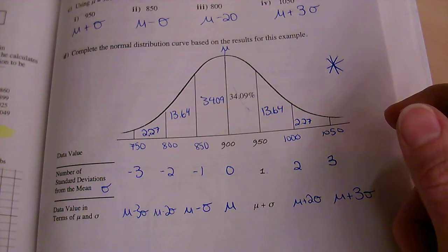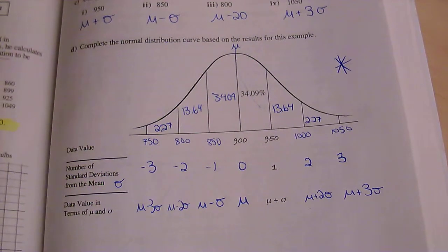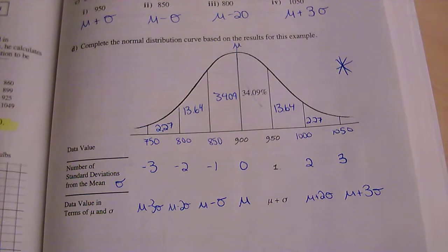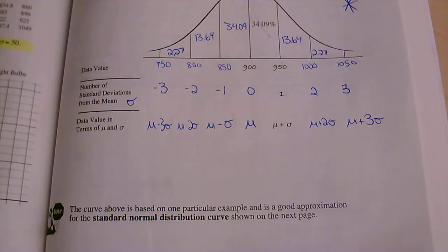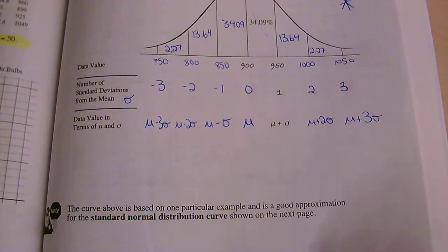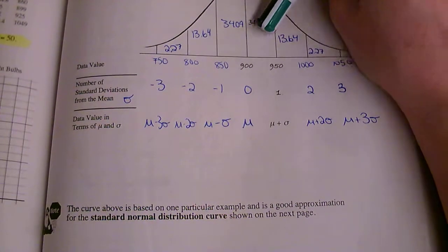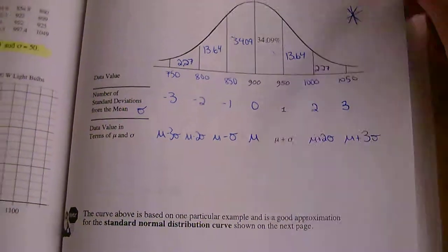P.S. If you ever take any statistics classes in university or college, you will definitely revisit this. So if that's in your cards, it's definitely worth really getting to know that bell curve. The curve above is based on one particular example and is a good approximation for the standard normal distribution curve that we're going to see on the next page.